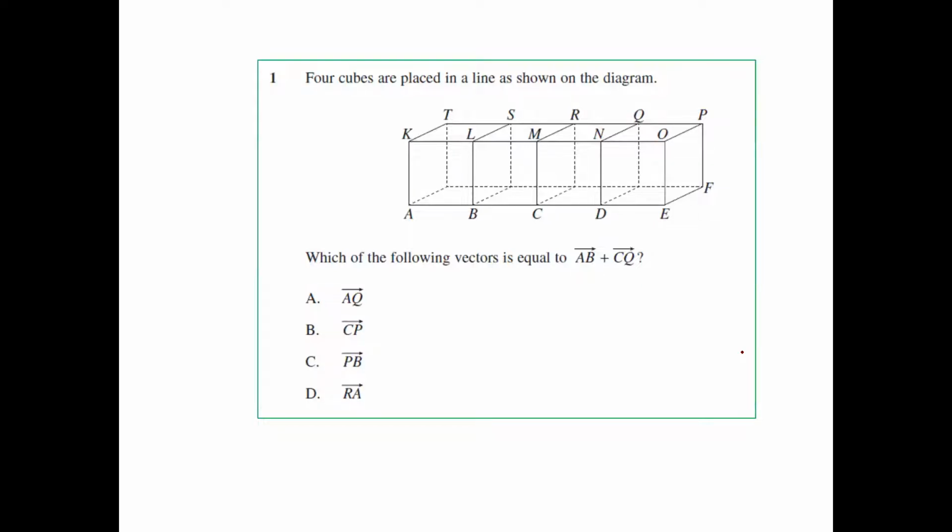This is the start of the multiple choice. Question 1. Which of the following vectors is equal to AB plus CQ? The most common response is B, then follows D, then A, then C. And the correct response is B.